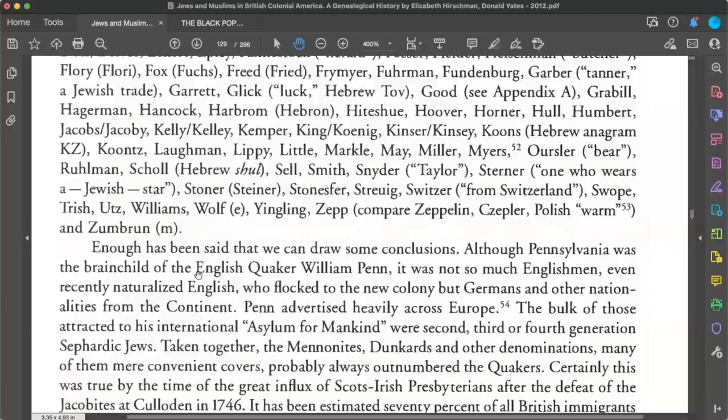Kuntz or Koons, all right? What does Koon mean, really? Koons, look at that. Loffman, Lippy, Little, Markle, May, Miller, Myers, Ausler, Bear, Ruhlman, Scholl, Hebrew for Scholl, Sell, Smith, Snyder, Taylor, Sterner, one who wears a Jewish star, Stoner for Steiner, Stonesfer, Struck, Switzer, from Switzerland, Slope, Trish, Utz, Williams, Wolf, Jinglin, Sepp, compare Zeppelin, Zeppler, Polish, Worm, and Sumbrum.